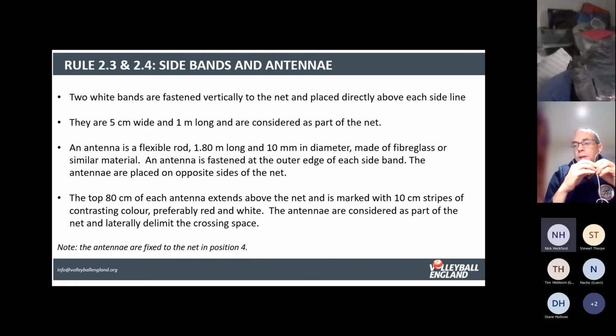Okay, and one thing to note is the antenna are always fixed at position 4. So when you're looking at a net, that's where you should see from position 4, the antenna should be on your side of the net.